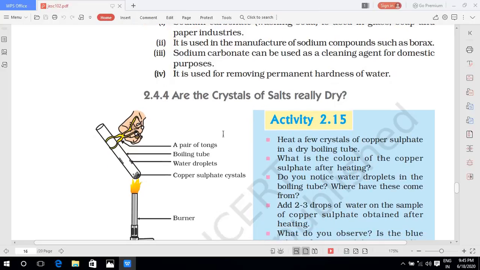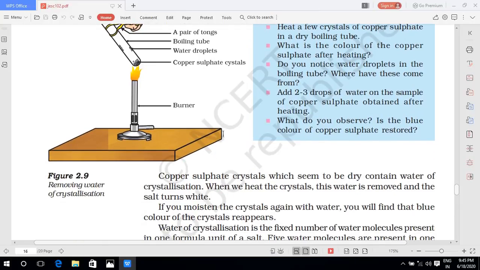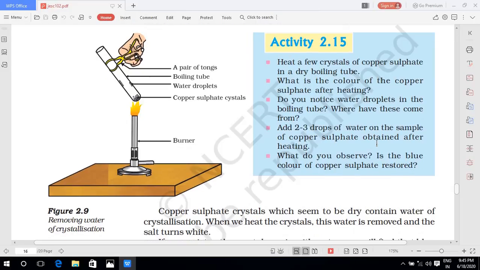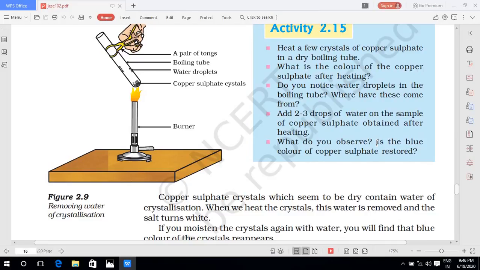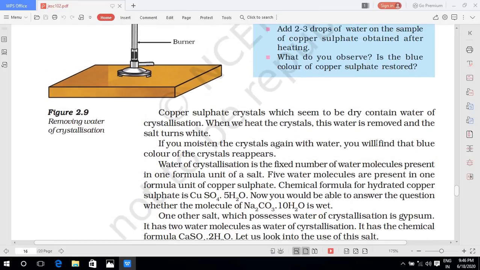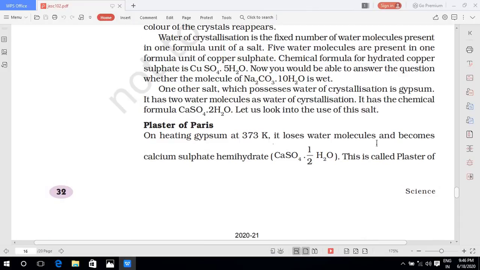Are the crystals of salts really dry? No, the crystals of salts are not really dry. We can prove that by the following reaction. Heat a few crystals of copper sulfate, which is a salt, in a dry boiling tube, and we will see that there are some droplets of water sticking on the walls of the test tube, because before we did that it was totally dry, which shows that the salt is not really dry.